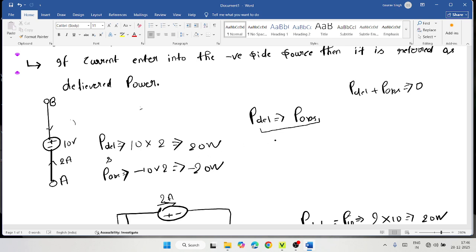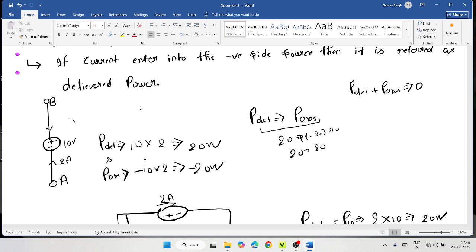So 20 watt and 20 watt, plus minus 20 watt is equal to 0. So 20 is equal to 20. Power absorbed is equal to power delivered. So this is called the power conservation theorem. Okay. So with the help of this example, we can find out the power delivered and power absorbed.